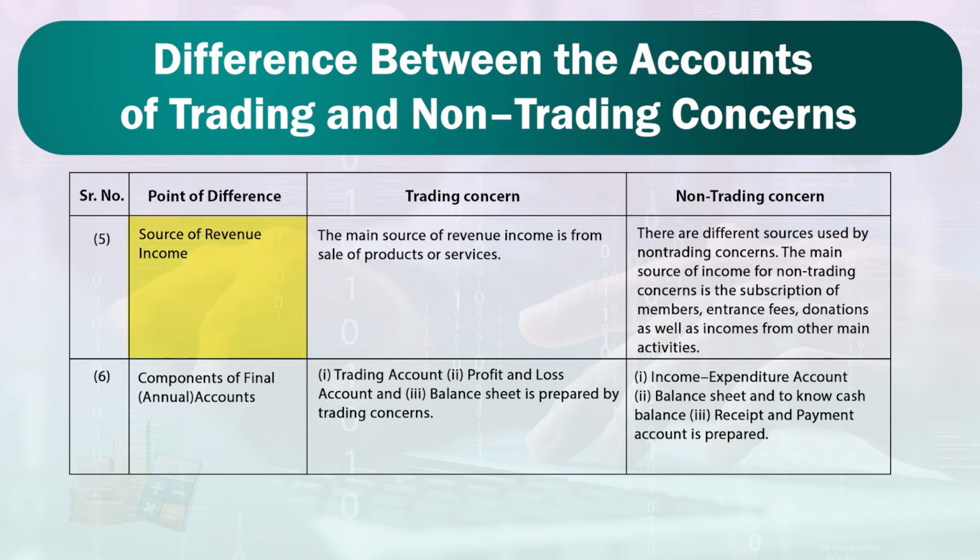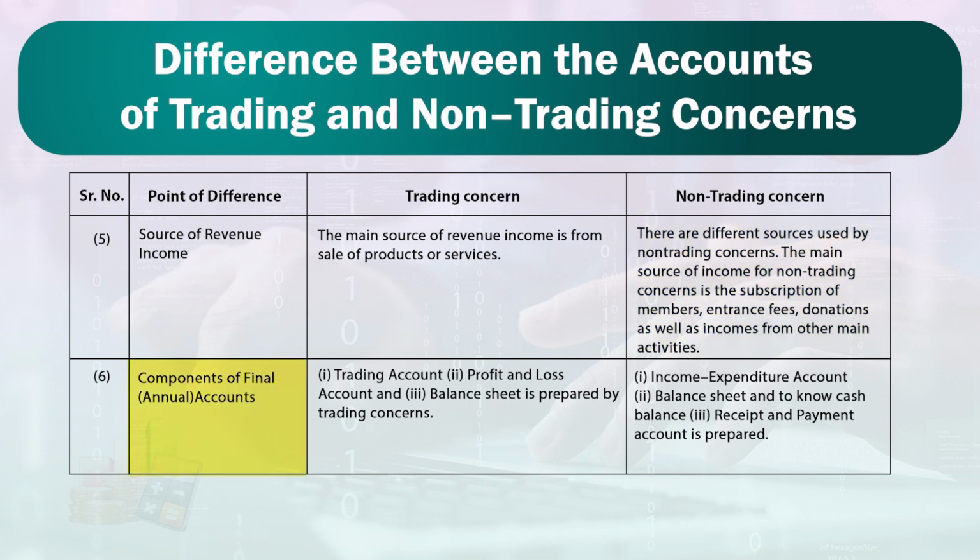Five, source of revenue income. The main source of revenue income is from sale of products or service in case of trading concern. In case of non-trading concern, there are different sources used by non-trading concerns. The main source of income for non-trading concerns is the subscription of members, entrance fees, donations, as well as incomes from other main activities.